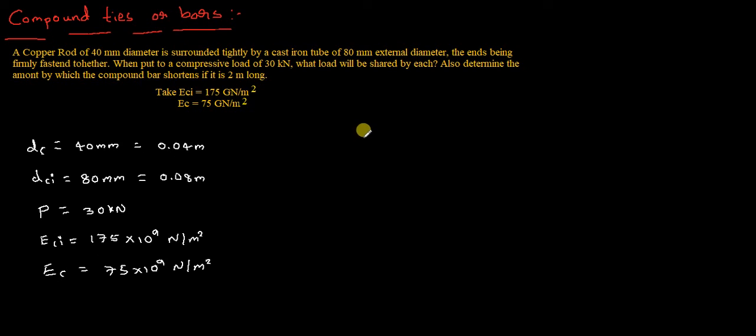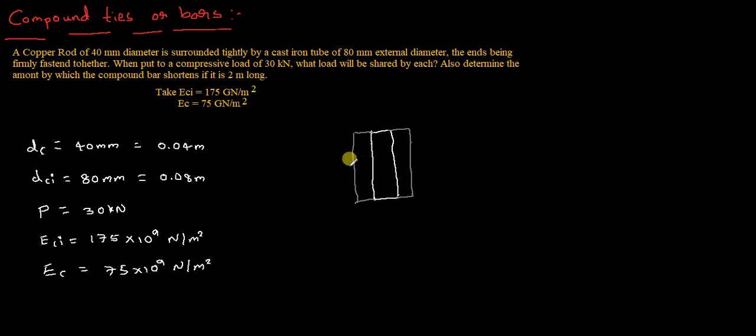First, this can be represented as one rectangle, which I'm considering as the material copper, and the next material I'm assuming is cast iron. The copper is surrounded by the cast iron material. Okay, so for this again the dimensional values are given.